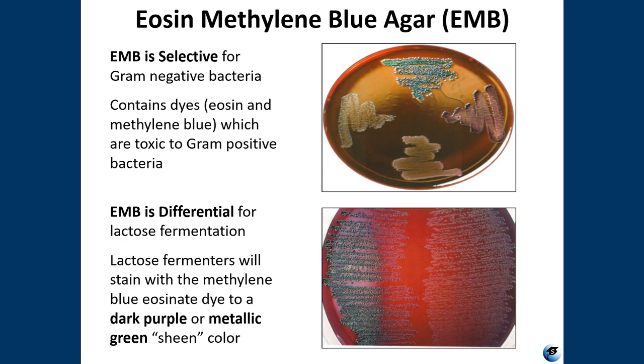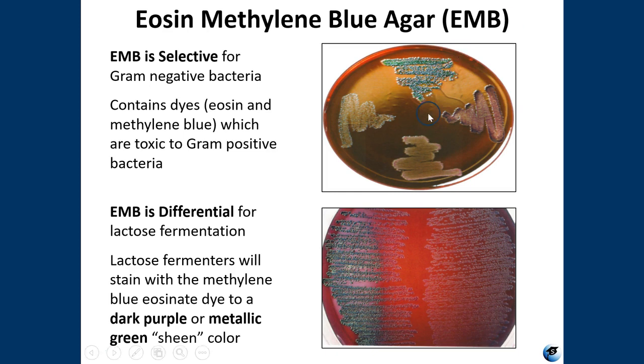So let's look at the first one, EMB. EMB is selective for gram-negative bacteria. It contains eosin and methylene blue dyes, which are toxic to gram-positive bacteria. EMB is differential for lactose fermentation. The lactose fermenters will stain with the methylene blue or the eosin dye. They will become either a dark purple or a metallic green color.